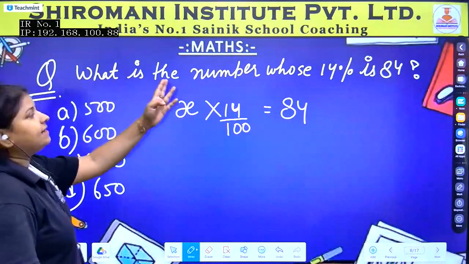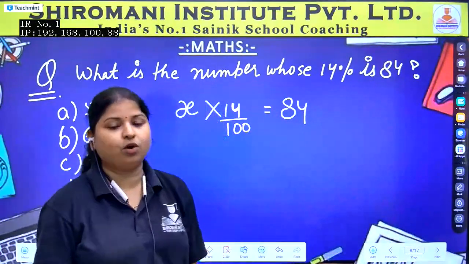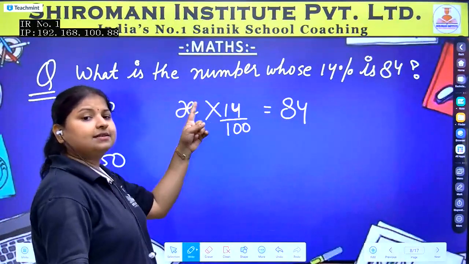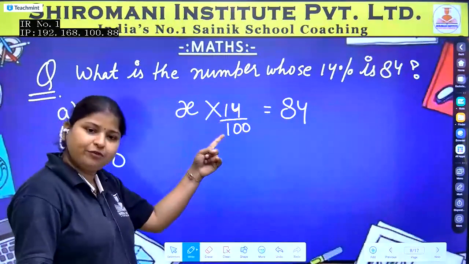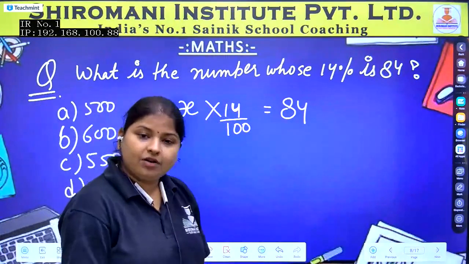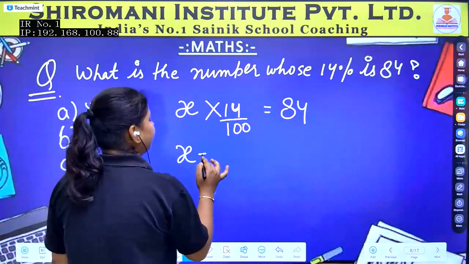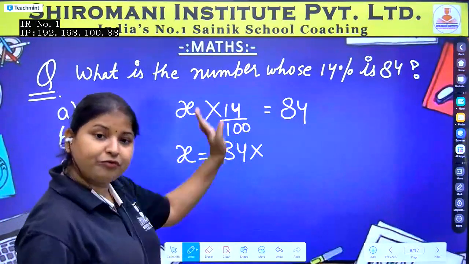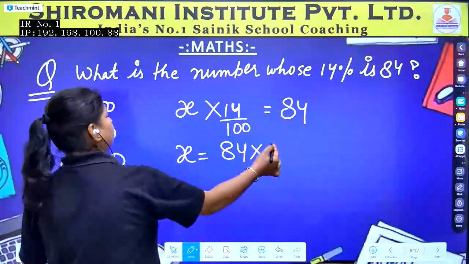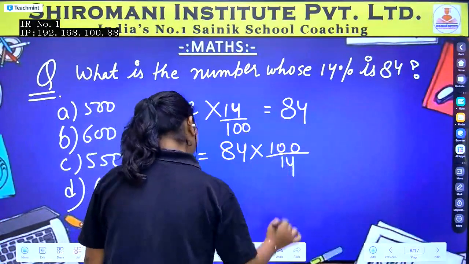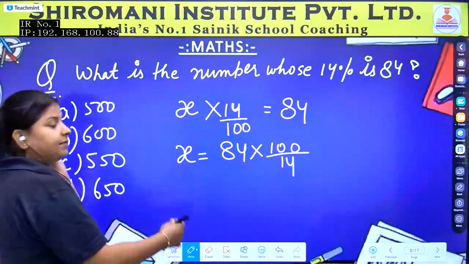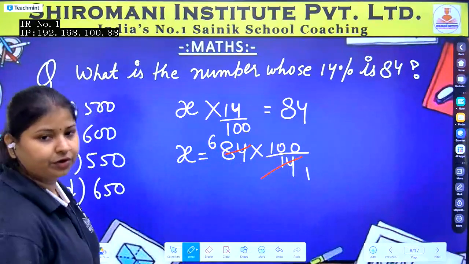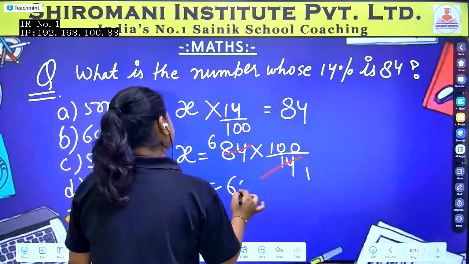See, what is the number whose 14% is 84? I'm not aware about the number. I will take that number as X. So X ka 14%, you can write 14 upon 100, is equal to 84. In order to calculate the value for X, what you will do? 84 into this 14 by 100 when moved to other side becomes reciprocal. So 100 upon 14. Now just simplify it. 14 1 is 14 and 14 6 are 84. 6 into 100, 600. Answer.